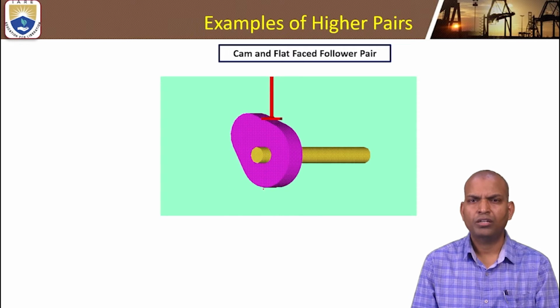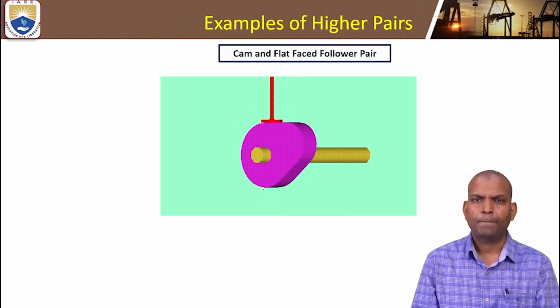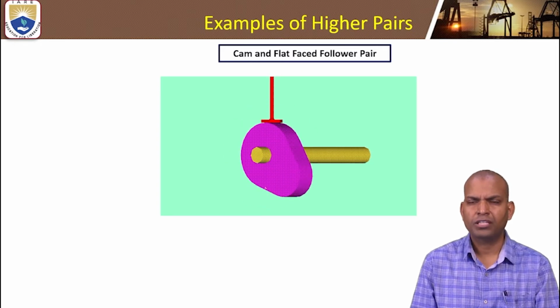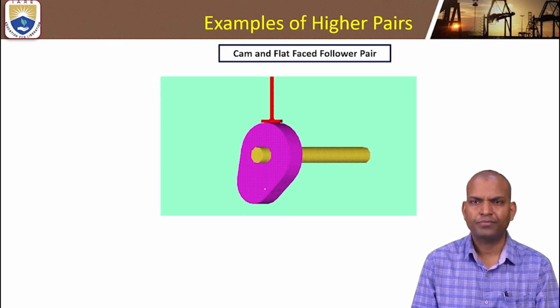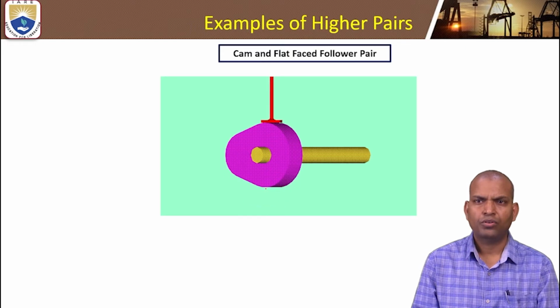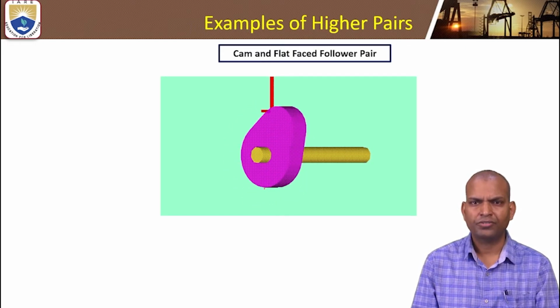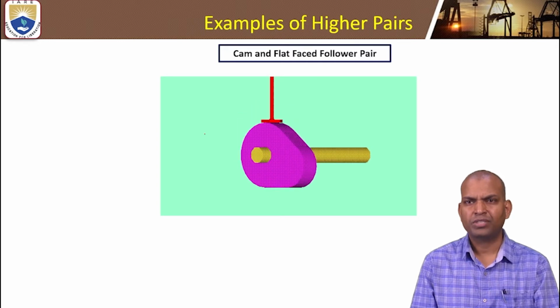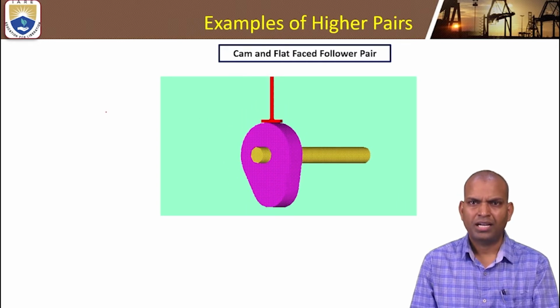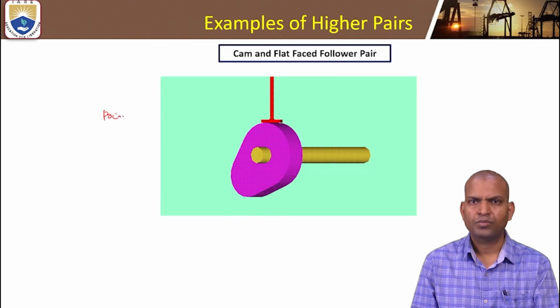Even though the geometry of the follower is a flat face, it is in contact with the circular geometry, that is the cam profile. So when any type of geometry is in touch with a curved surface, it definitely comes under the category of higher pair, and the contact between them is point contact.